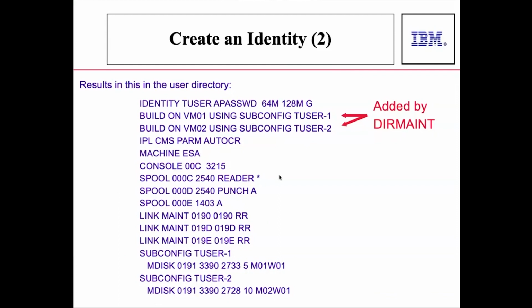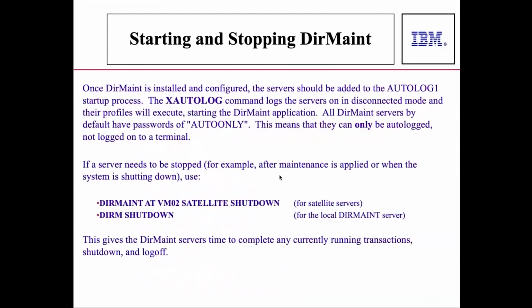So that's how DirMaint takes care of that. So that's how you create an identity. Again, really basic stuff as far as the basics of creating a user ID and adding a minidisk are really important. Otherwise, making other changes to the directory is really just finding the command, which can either add something or delete something, add a privileged class, take away a privileged class, whatever.